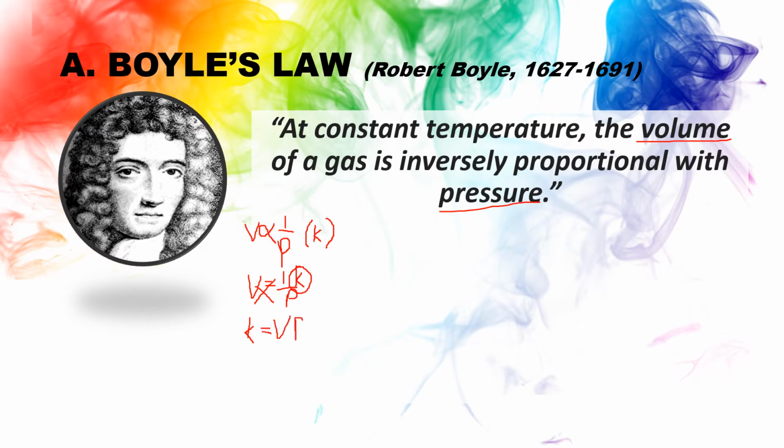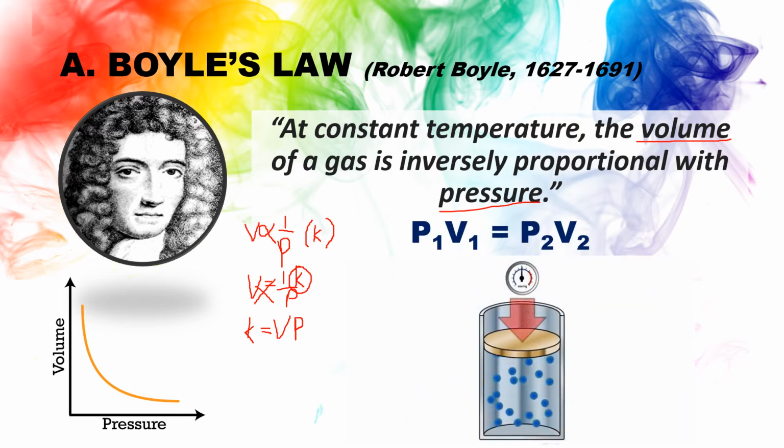Okay, so in gas laws, we are actually considering initial and final conditions. So if we have initial and final conditions, the final formula for Boyle's law therefore is P1V1 is equal to P2V2. So again, it says in here that volume is inversely proportional to pressure. That means to say, when you increase the pressure, the volume decreases. Or if you increase the volume, the pressure decreases.